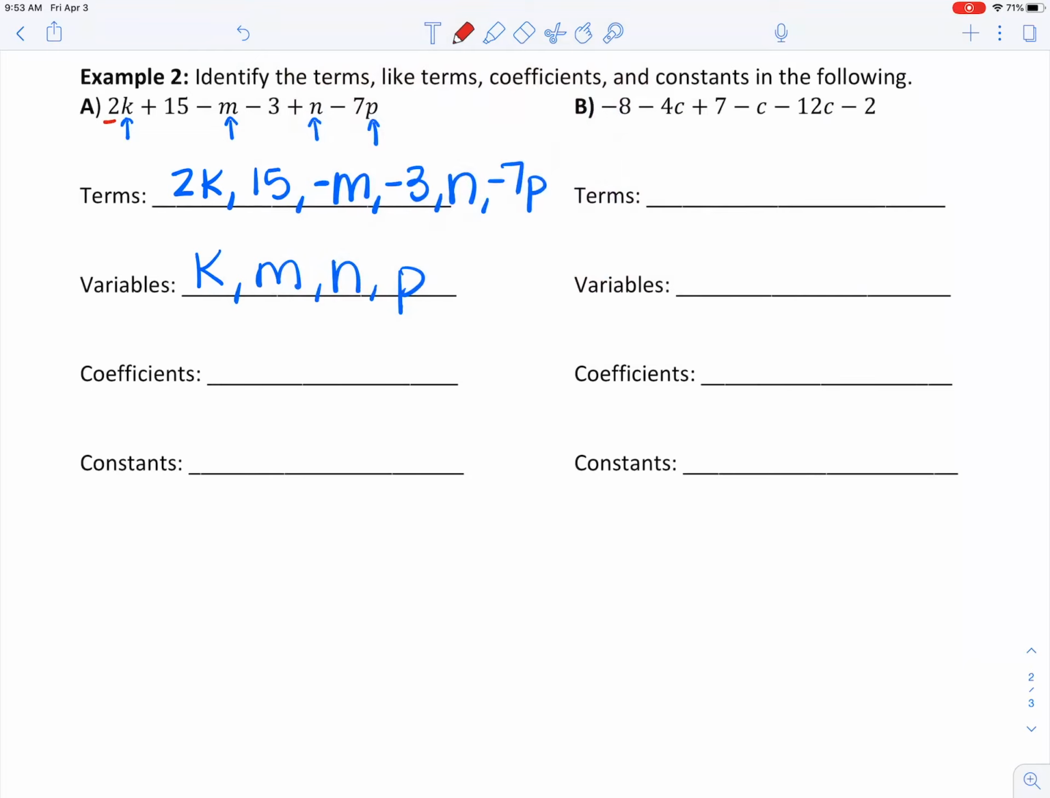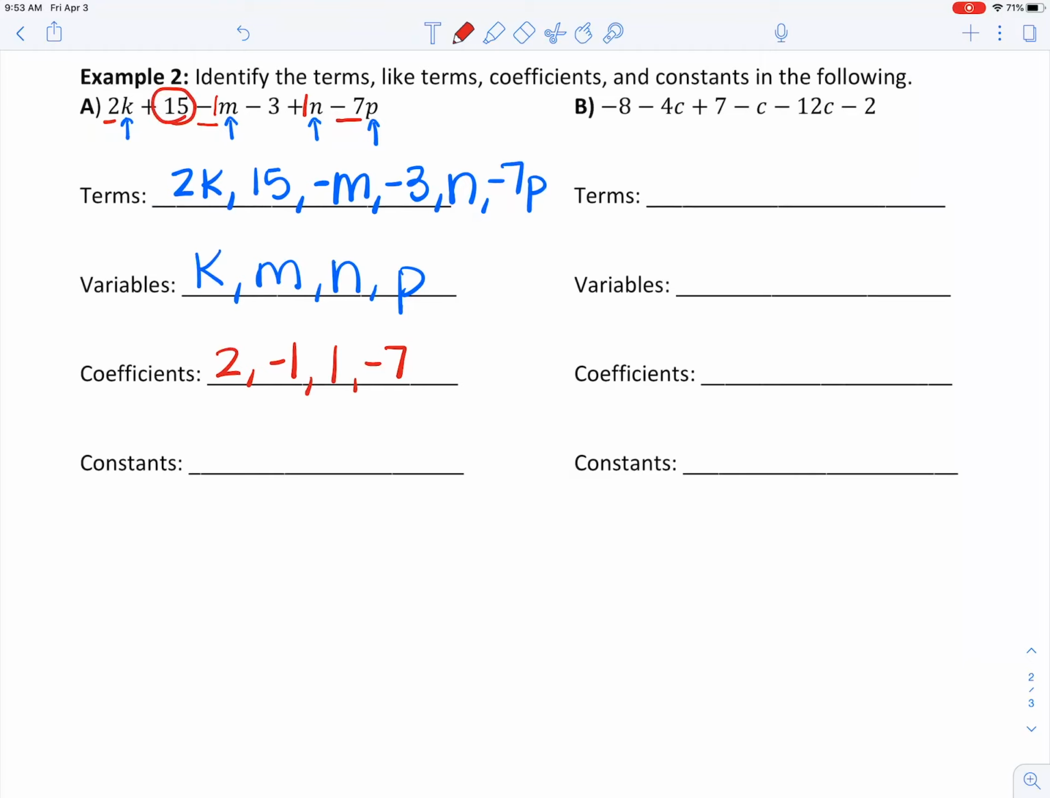So we've got a 2. Now there's no number in front of the m, so that means it's a 1. It's our hidden number. But it is a negative 1 because there's a minus sign there. There is no number in front of the n, so our hidden number is 1, and that's a positive 1 because there's a plus sign. The number in front of p is negative 7.